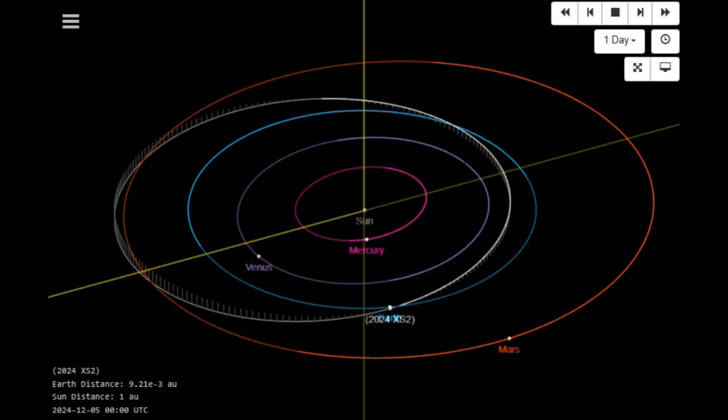Ladies and gentlemen, the JPL Jet Propulsion Laboratory has just announced that we have a near-Earth object, a space rock, meteor inbound for an extremely close approach on December 7th, 2024. We're going to look at the close approach data and the parameters, but first let's take a look at what we have here.